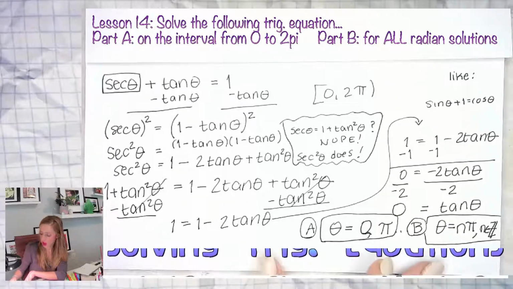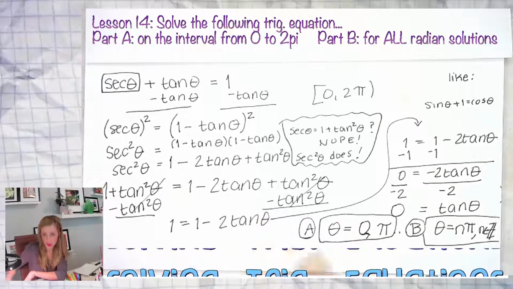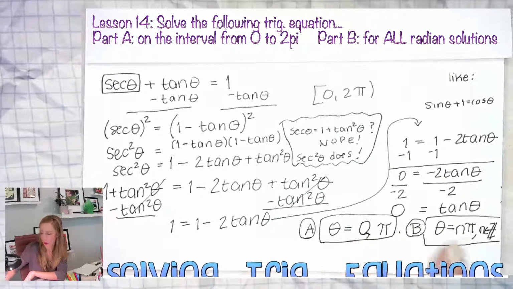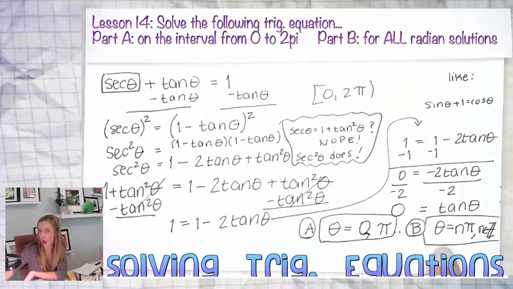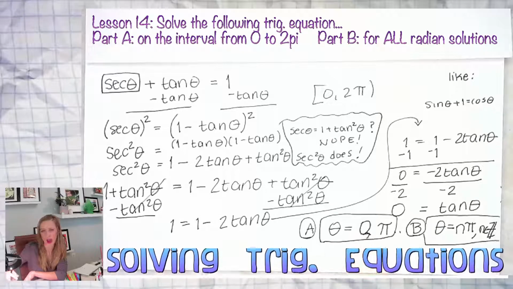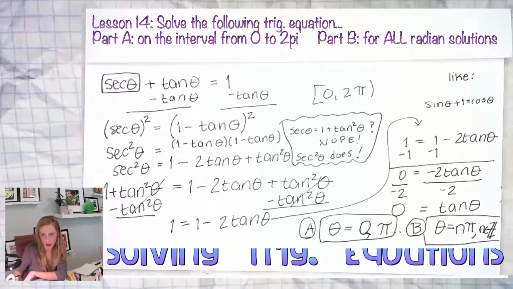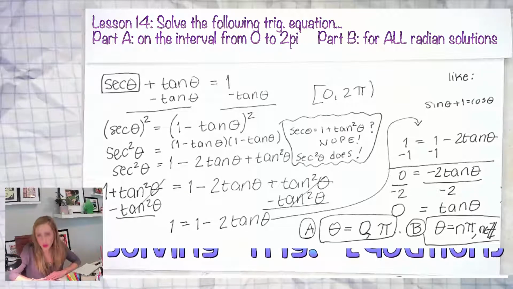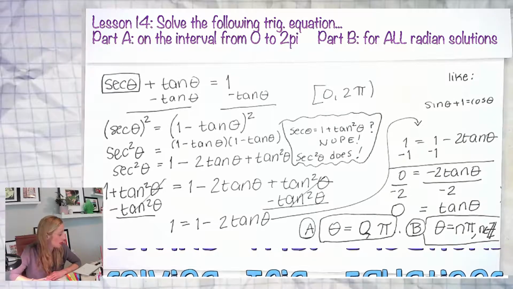All right. So this was solving using part A between 0 and 2 pi, where we include 0 and not 2 pi. And part B, finding all your solutions, so using your answer to part A and taking it one step further. Okay, so hopefully that helps. Hopefully you understand how to do this example.